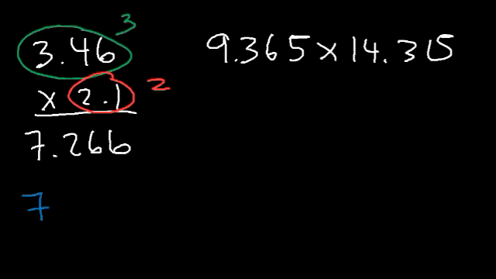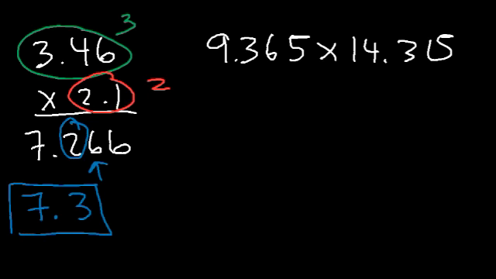So we're going to write the 7. The last sig fig is the one that we have to worry about, the 2. So should we round up or down? Looking at the 6, it's more than 5, so we got to round up. So we're going to round it up to 7.3. So that's the answer for that one.